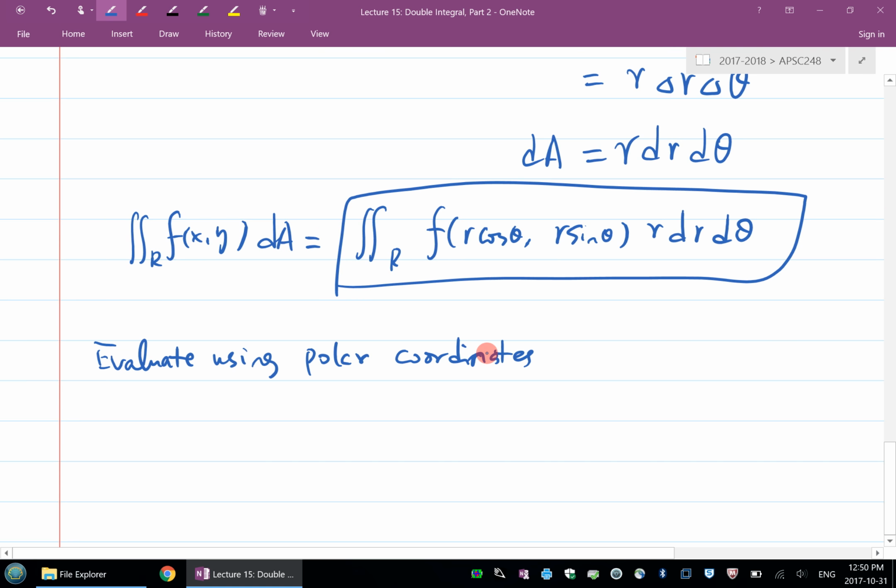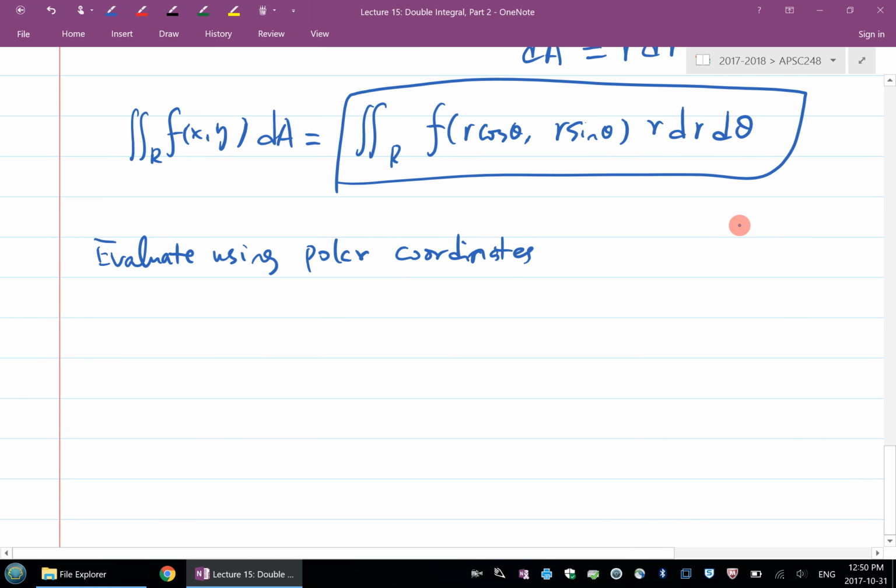Let's see how we can evaluate this when using polar coordinates. To evaluate this double integral using polar coordinates, the focus is still on scanning through this region R here. I'm going to use an example here to illustrate the steps to evaluate this double integral.